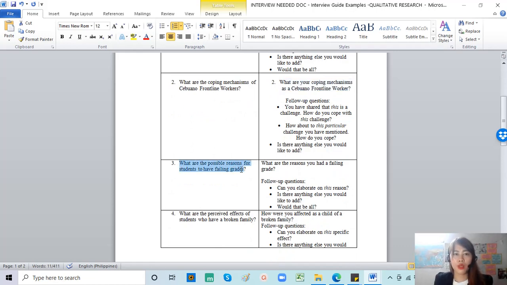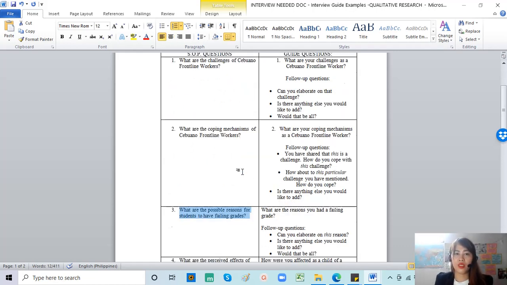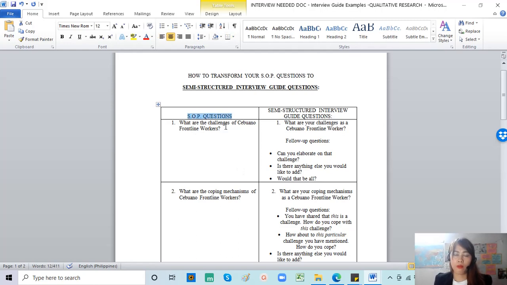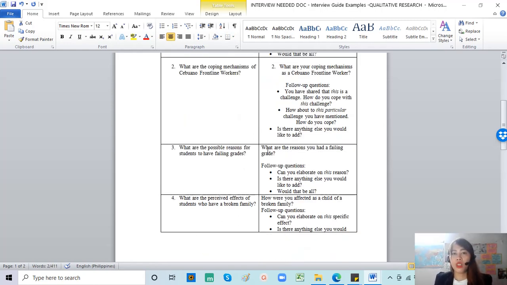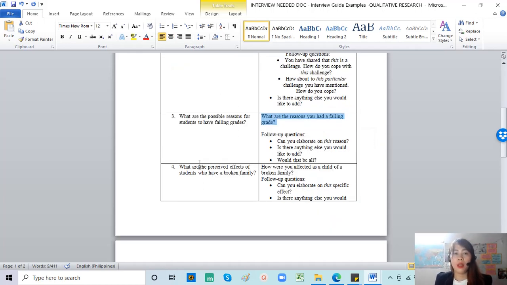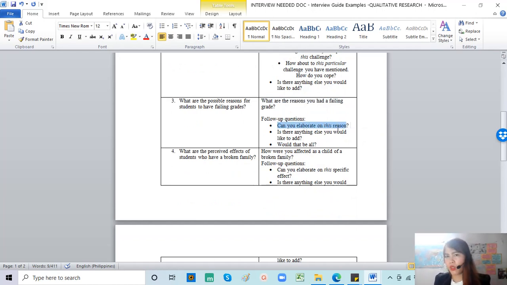What are the possible reasons for students failing grades? This is the SOP question. And then, what are the reasons you had a failing grade? Some may have reasons for their failing grade. And then follow-up questions: Can you elaborate on this reason? Is there anything else you would like to add?